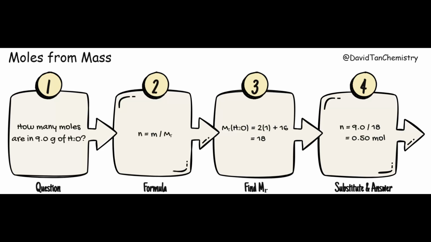The key idea is simple. When you want to find moles from mass, use N equals M over Mr.